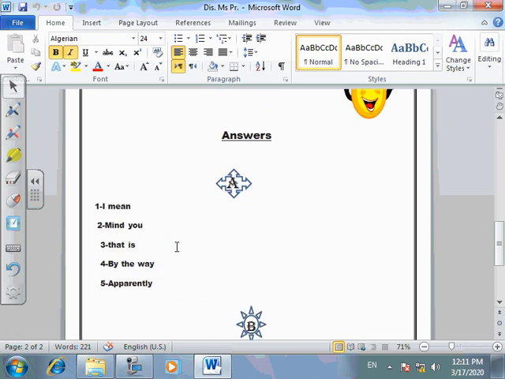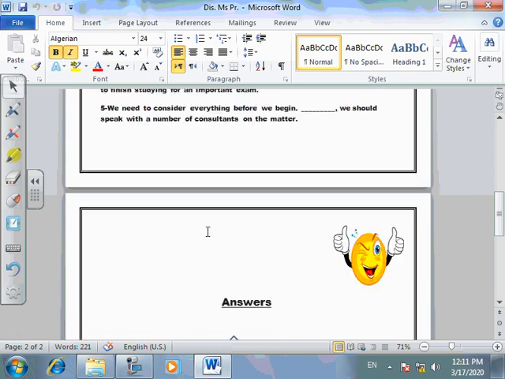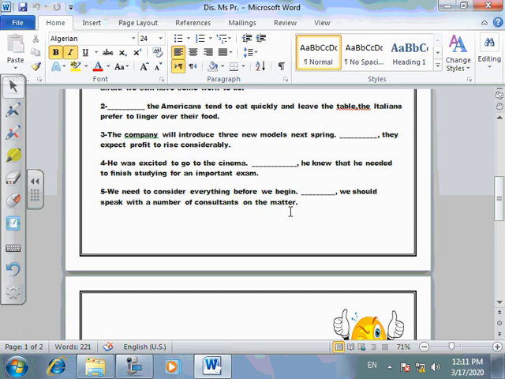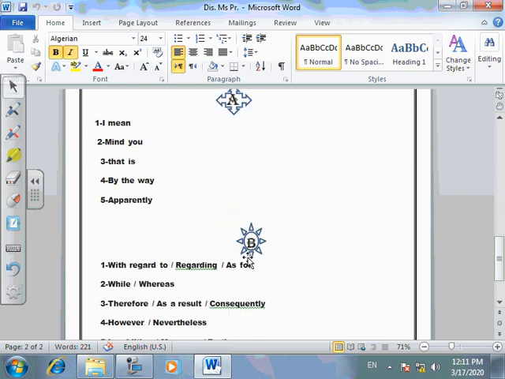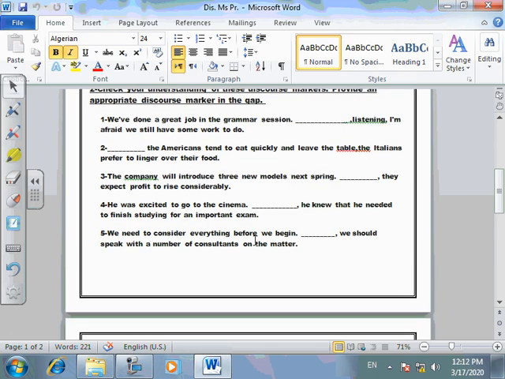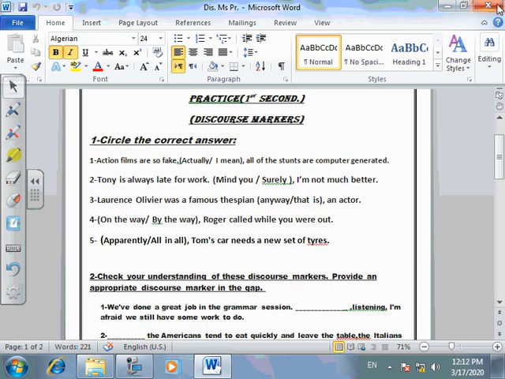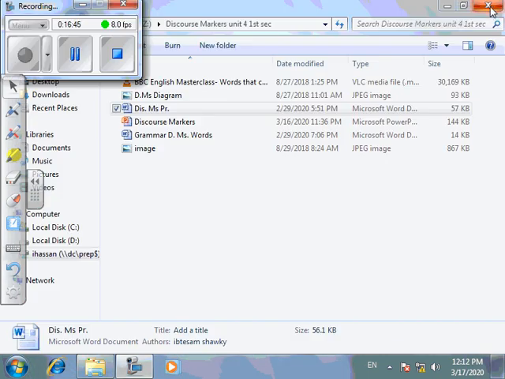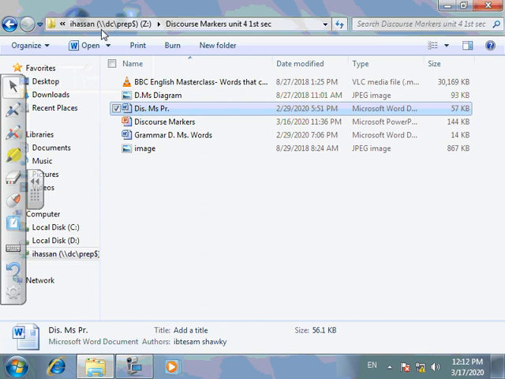Okay, number 5, in addition, we need to consider everything before we begin. In addition, moreover, furthermore, to illustrate, to give an example, to add information, and so on. Okay. This is all about the discourse markers.